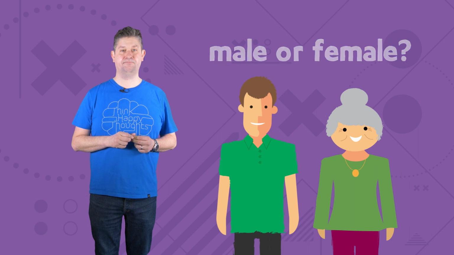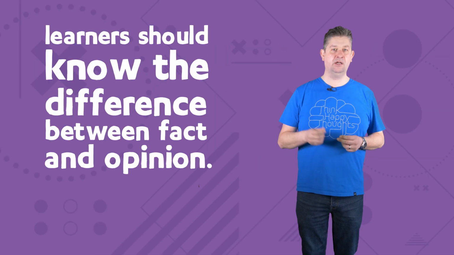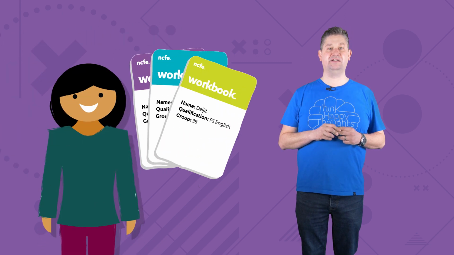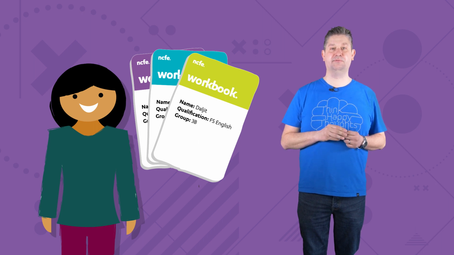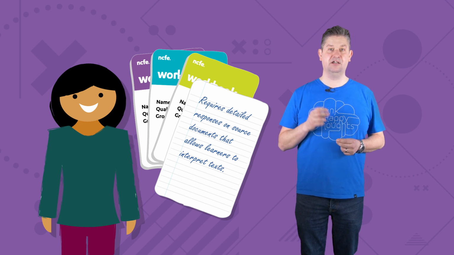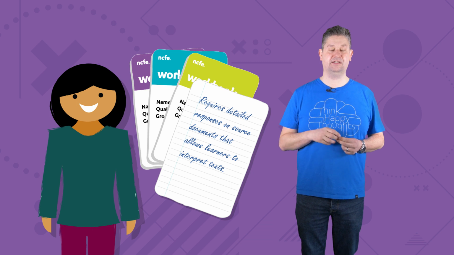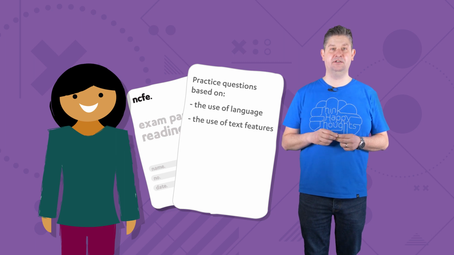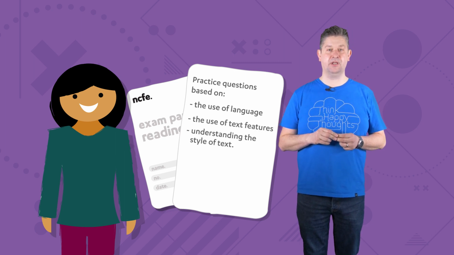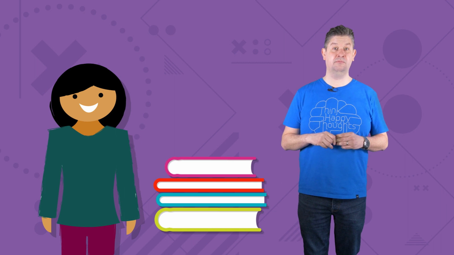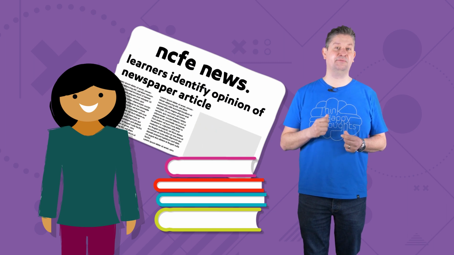The learner will also need to recognise who the document has been written for. Learners need to know the difference between fact and opinion. Learners need to work with practice materials that require them to read comprehensive questions with care. This requires a detailed response to the source document and enables them to interpret text, especially understanding inference or using context. Learners would benefit from practicing questions based on the use of language, use of text features and understanding the style of text. You can practice with them by using books that identify facts, for example Guinness Books of Records, or using articles from newspapers where a writer is expressing an opinion.